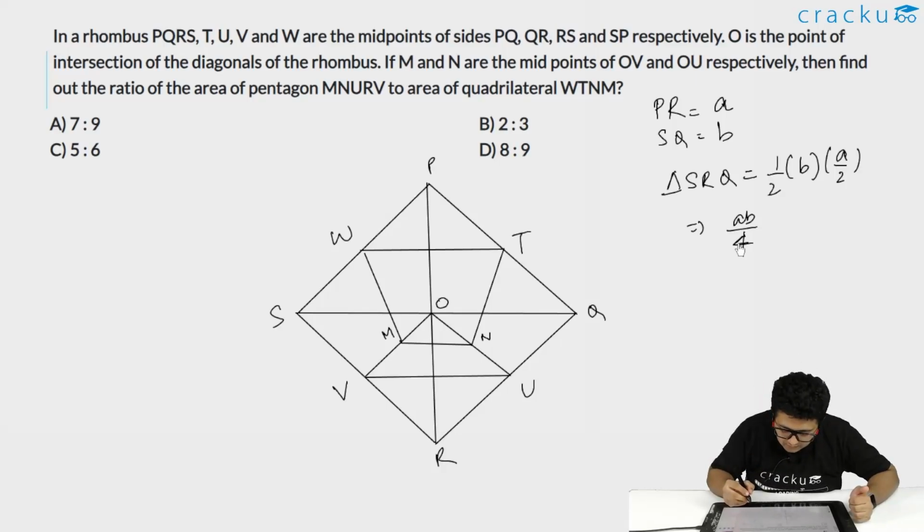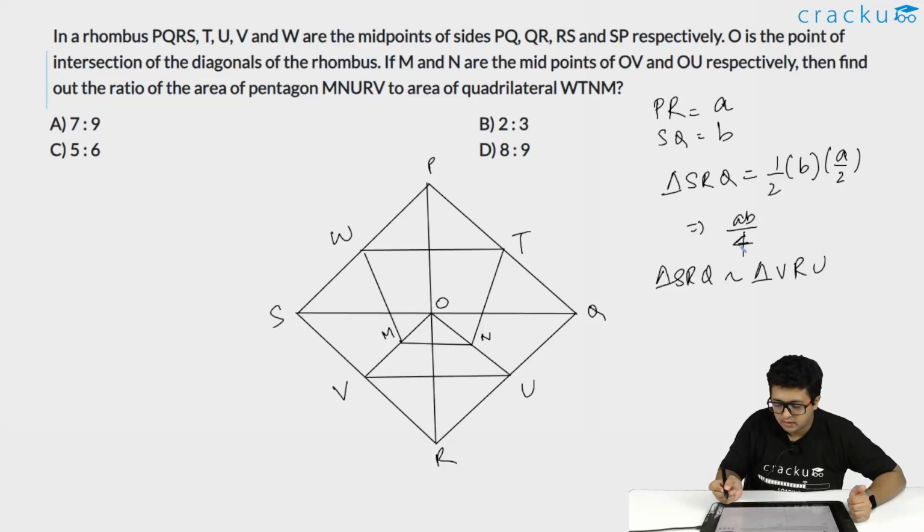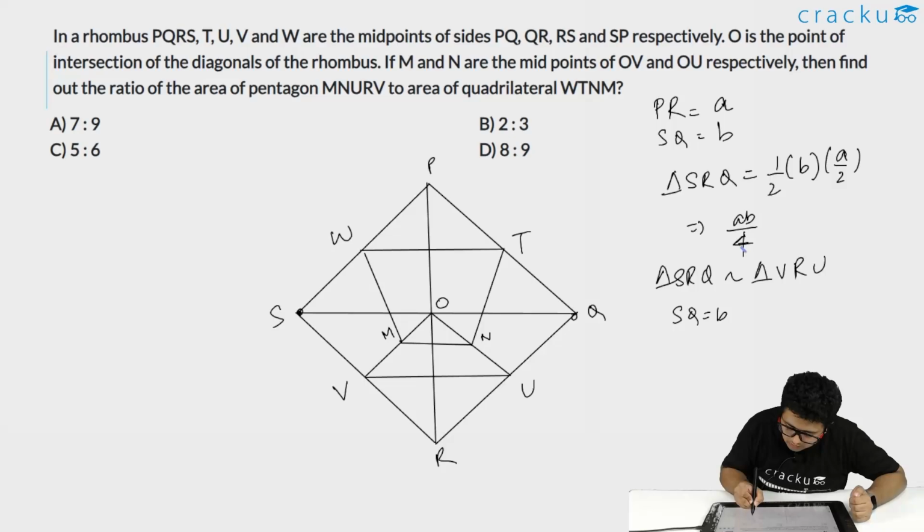Right, so considering that VU connects the midpoints of SR and RQ, triangle SRQ is similar to triangle VRU. Now, using the midpoint theorem, if SQ is equal to B, given that this is similar and this connects the midpoints, the midpoint theorem states that VU will be equal to B by 2.